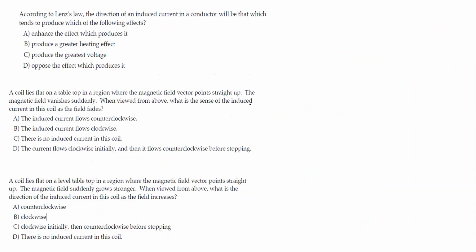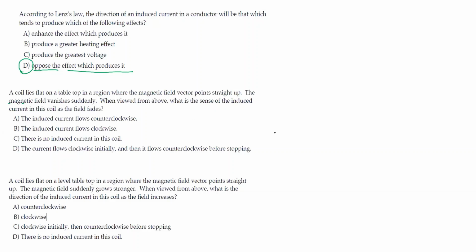Okay. So tell me the answer for the first one first. So the answer is D. Okay, D. According to Lenz's law, induced current is created because it will oppose the effect which produces it, right? It's going to oppose it.